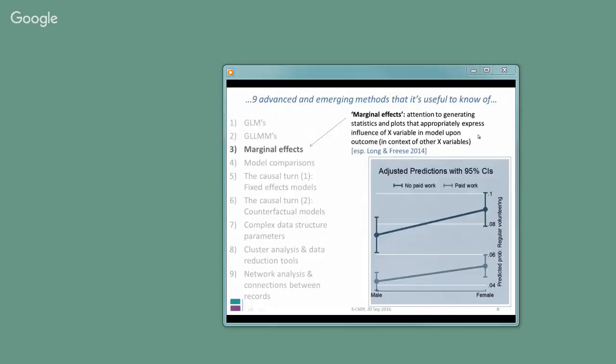So one of the advanced and emerging aspects to using statistical analysis in a modeling framework with lots of different explanatory variables is a tendency in social statistics to pay more extensive attention to the appropriate summary of the distinctive effects of one particular explanatory variable in the context of others through using marginal effects.